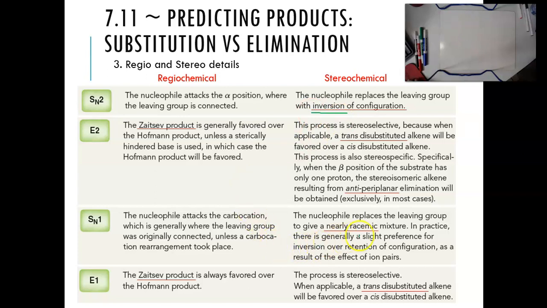For SN1, we know that it is nearly racemic, but our inverted stereochemistry is going to be a slightly higher concentration. For E1, the Zaitsev trans product is going to be our major product, and we can't skew that information. E2 has the most. The Zaitsev will be our major product, but if we use a bulky base, then we can make the Hofmann the major product.